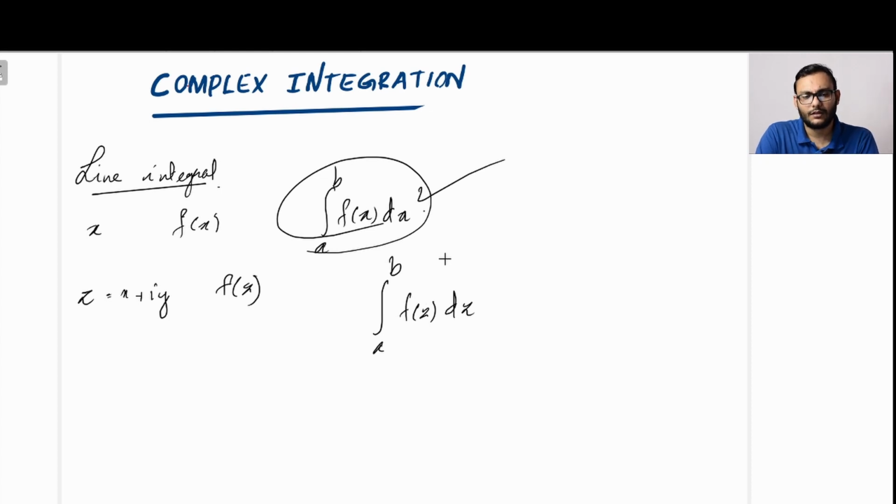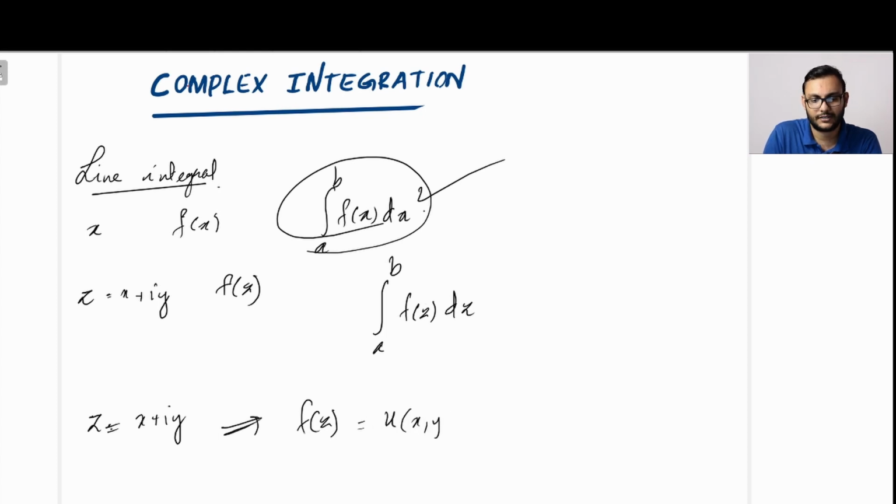Now let us find how we can solve the integrals of complex variables. We already know that we can write z, the complex number, in the form x plus iy, and the complex function f of z is of the form u of x, y plus i times v of x, y. Here u and v are real functions and z is the complex variable which consists of these x and y variables.